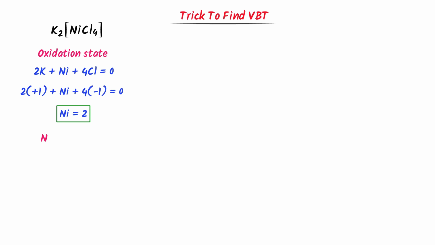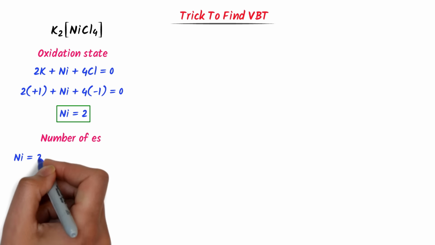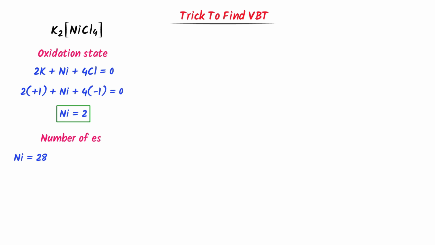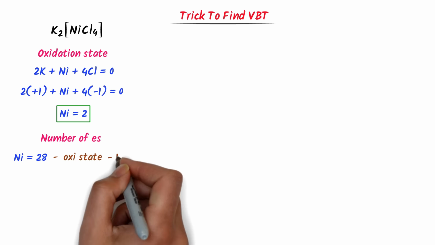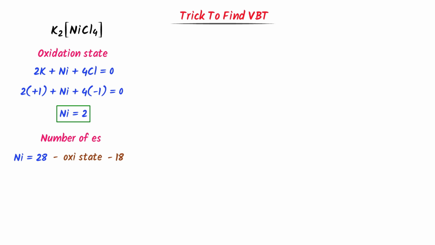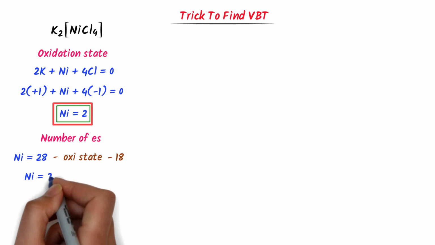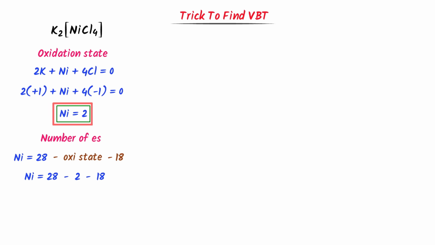Secondly, I calculate the number of electrons of nickel. We know that the atomic number of nickel is 28. Now listen carefully. I subtract the oxidation state of the central atom and 18 from its atomic number. Let me repeat it. I subtract the oxidation state of the central atom and 18 from its atomic number. Here, the oxidation state of nickel is 2. So I write 28 minus 2 minus 18 equals 8 electrons.